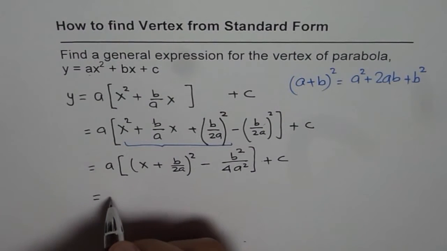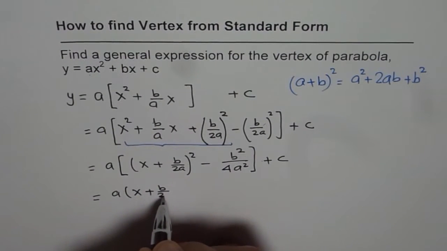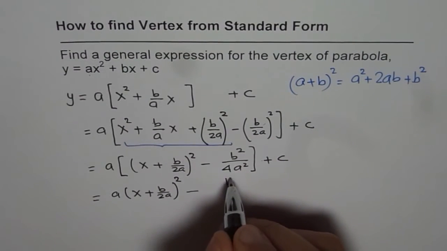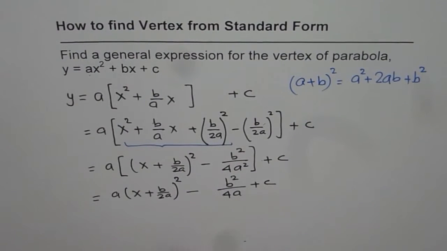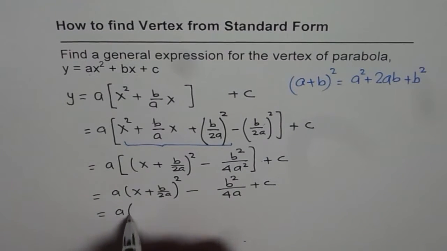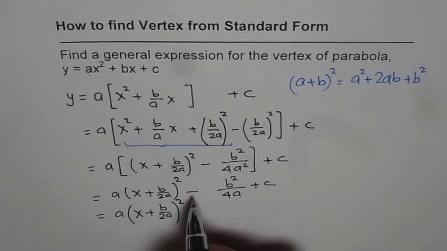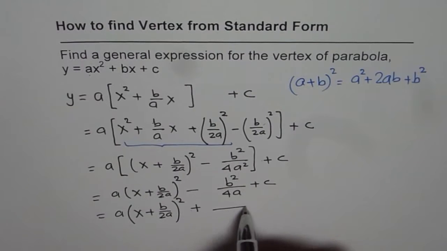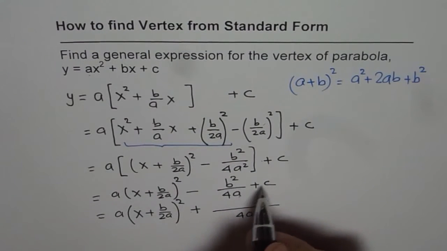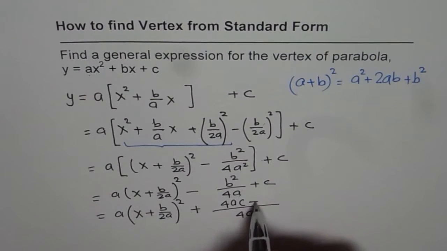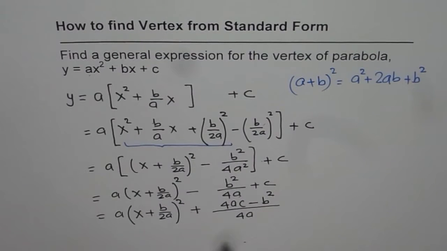Now let's open the brackets. We get a times x plus b over 2a whole squared minus, so when I multiply a with this, one of the a's in the denominator cancels, so we get b squared over 4a, plus c. Right? Now we can take the common denominator and combine these terms. So we get a times x plus b over 2a whole squared, plus, taking the common denominator of 4a, 4a times c gives 4ac, minus b squared, over 4a. So that is how we can transform our standard form equation into something like this.